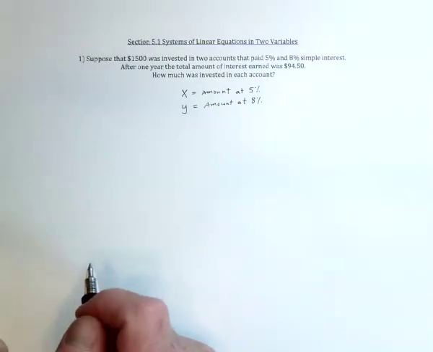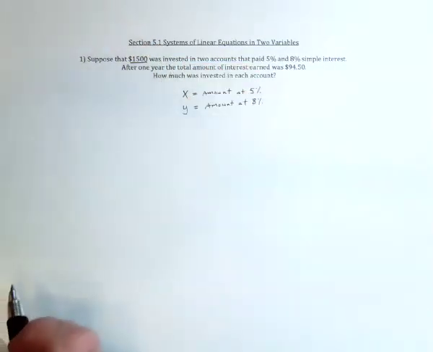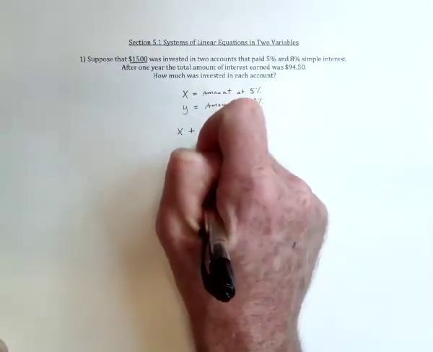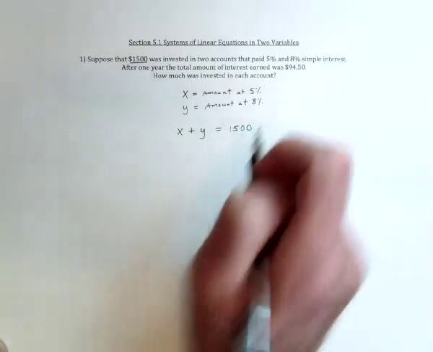And because we have two variables, we're going to need two equations. One equation comes from the $1,500. So in the beginning there's a total of $1,500. So we can say the total amount of money before any interest is earned is $1,500.